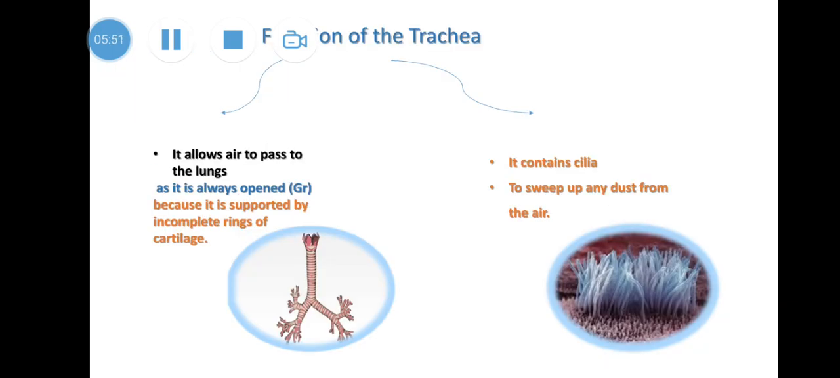What is the function of the trachea? It allows air to pass to the lungs. So it is always open because it's supported by incomplete cartilage rings, and it also contains cilia. What is the function of cilia? They're like small hairs. They help eject any foreign body.